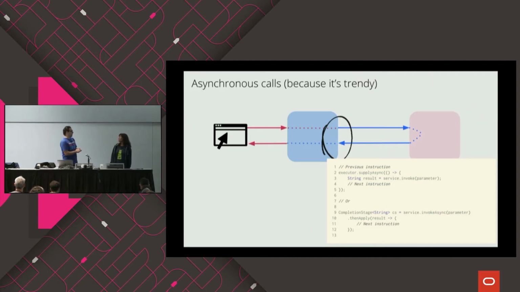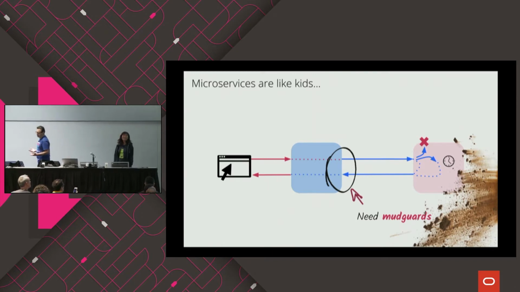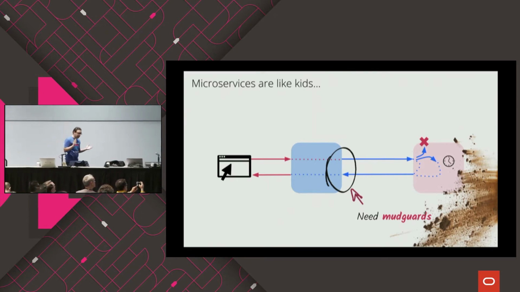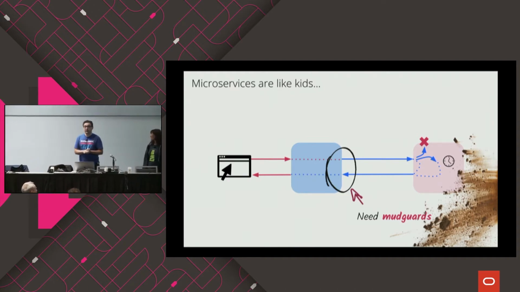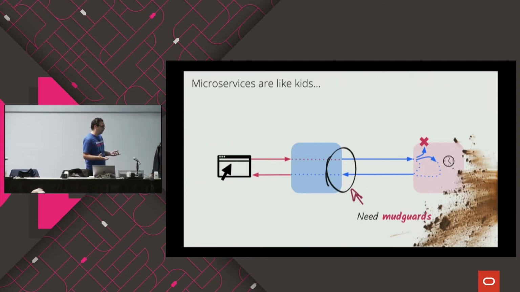But yeah, there is one thing that you need to know with microservices: they're like kids. They misbehave most of the time. At least it's the case of mine. So we need some kind of mudguards. We need some kind of way of protecting ourselves from all this misbehavior. Do we have anything in our toolbox to do that?